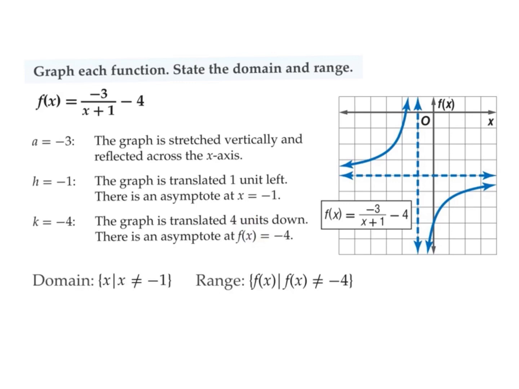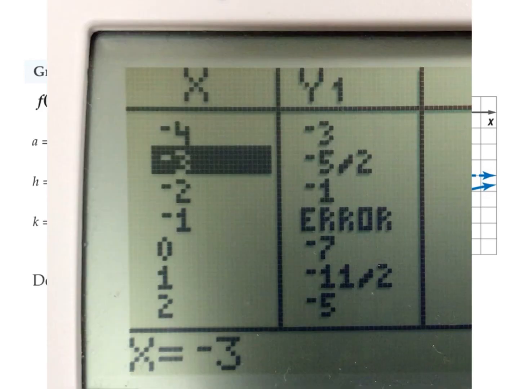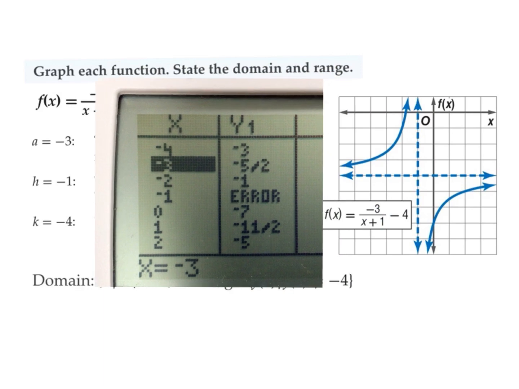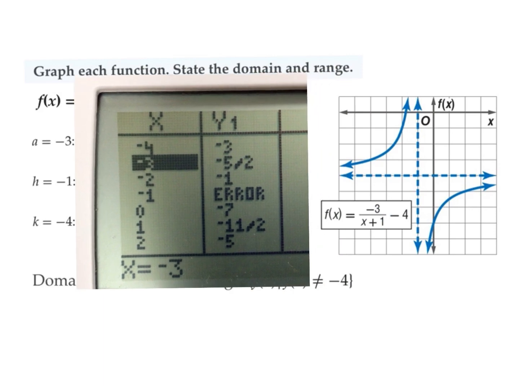So if you go to the table, your table looks something like this. And I happen to scroll to a particular place. And that place is right here, this -1, and then it says error. What does this line represent? 0. Yeah, where it's undefined, where what occurs? 0 in the denominator. What else occurs on the graph? No, the asymptote. The vertical asymptote is right here.